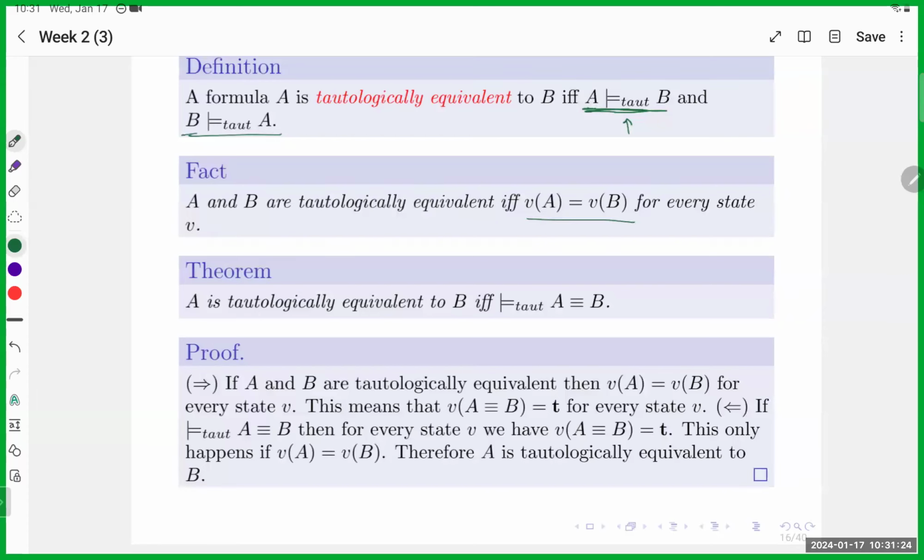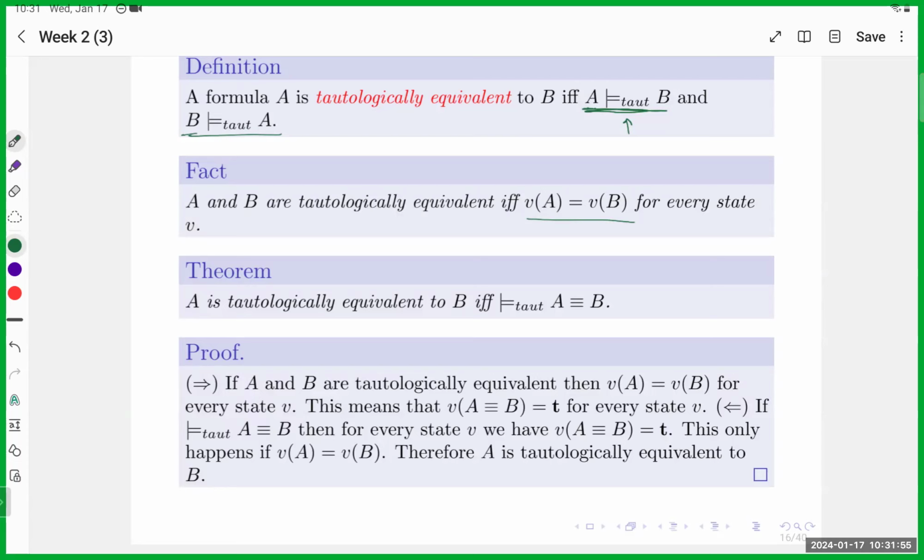So A and B are tautologically equivalent if and only if for any state V, V of A is equal to V of B. That is, no matter how you assign values to the atomic propositions, the propositional variables, the truth tables are the same.